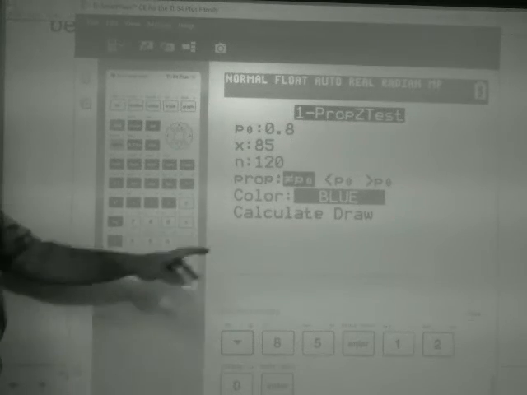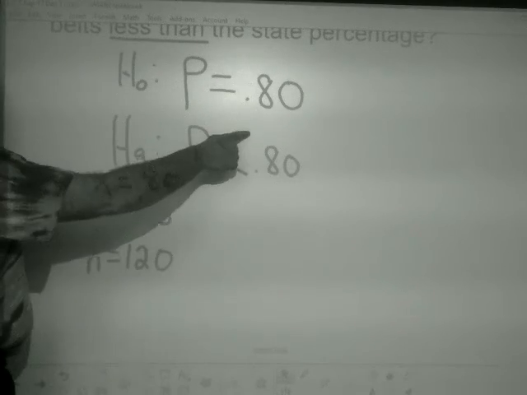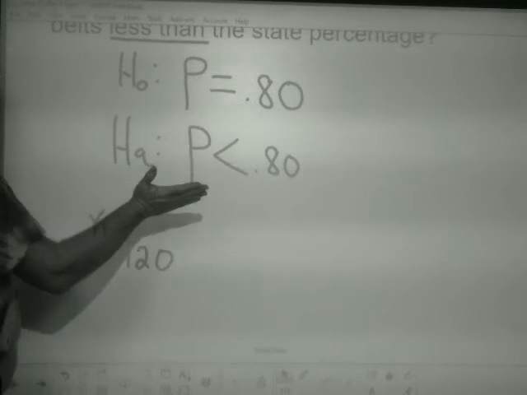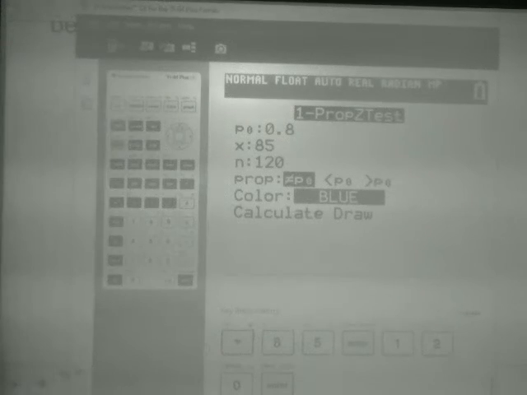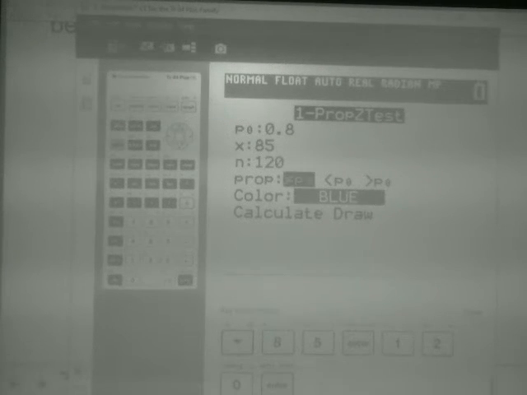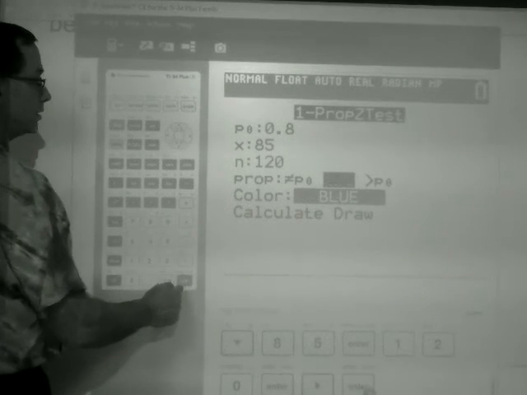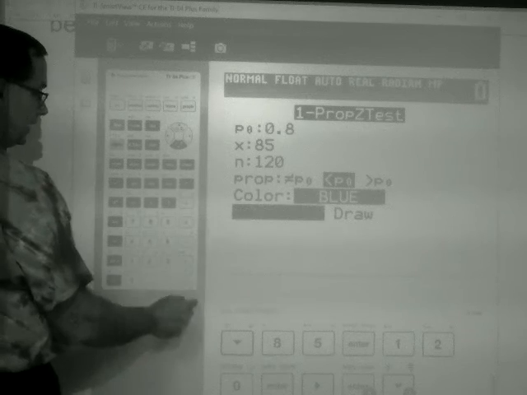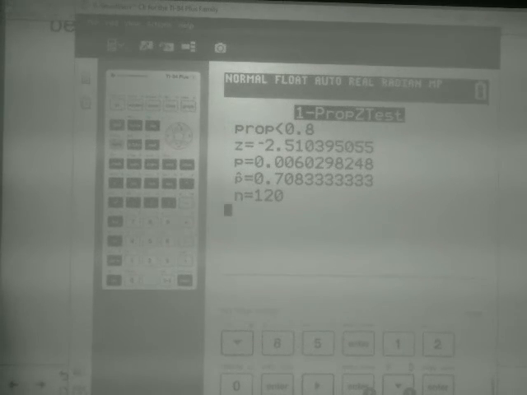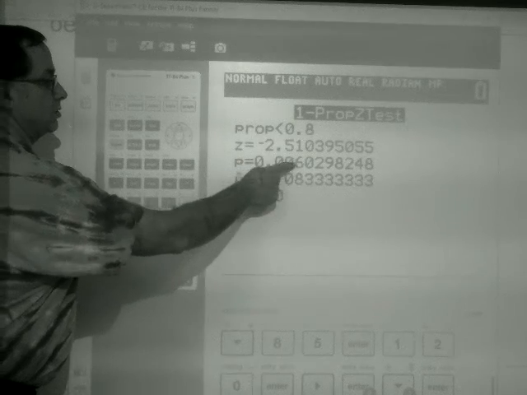Now my alternative: not equal to, less than, or greater than. I have to look at the direction that this symbol is heading. The pointy part is to the left, the big mouth is to the right. So I have to select that same exact symbol. Okay, so I have to select this symbol. Now I go down, calculate, and there's my output. Z is negative 2.51, and the P value is 0.006.